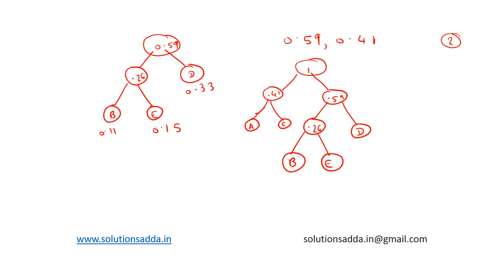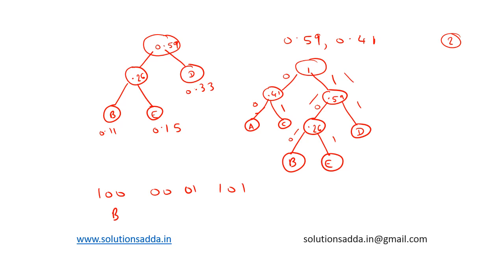Now, the left side would be 0, and the right side would be 1. Again left side would be 0, right side would be 1. Left side would be 0, right side would be 1. Now we are asked to find or decode the value of 100001101. So going by the tree, 100, we are having this value as B.